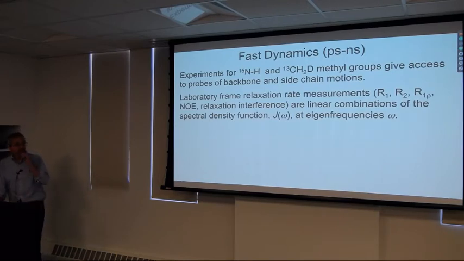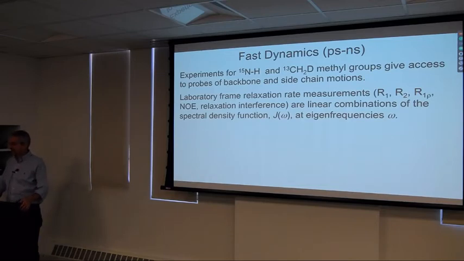So as you know already from the theory that we did, the rate constants, R1, R2, the NOE, etc., are all linear combinations of the spectral density, J of omega, at the eigenfrequencies of the spin system. So our goal is going to be to measure enough relaxation rate constants to characterize J of omega, and then once we know J of omega, to try to learn something about the underlying dynamic properties of the system.